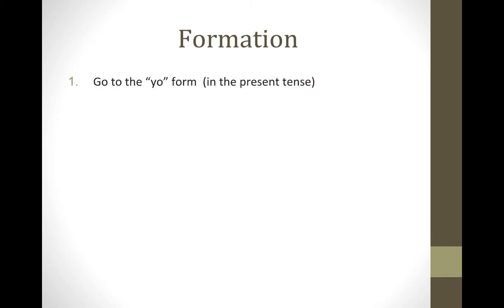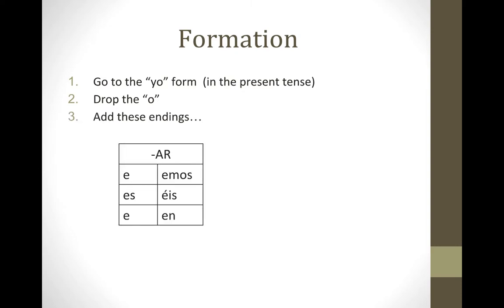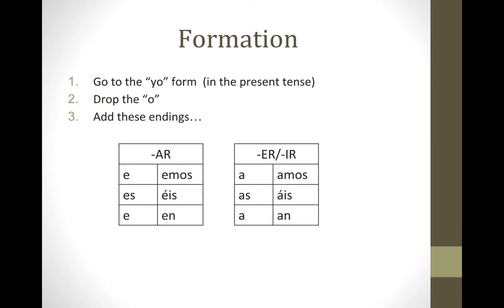To form the present subjunctive, you've got 3 steps. Step 1, you go to the yo form in the present tense. Step 2, you drop the O. And step 3, you're going to add these endings. For an AR verb, you add e, es, e, emos, en. For an ER-IR verb, you add a, as, a, amos, an.